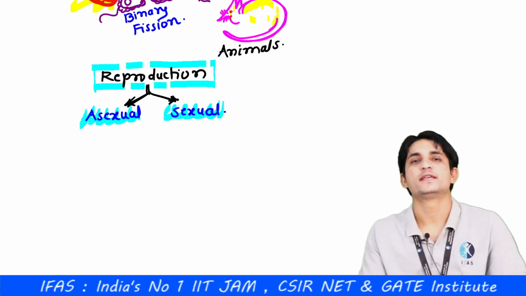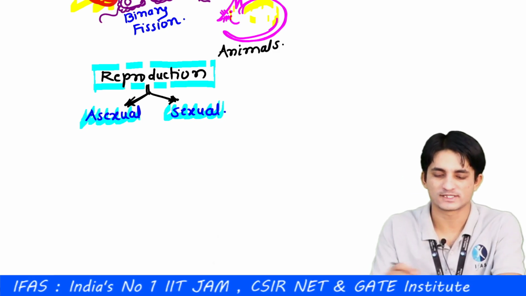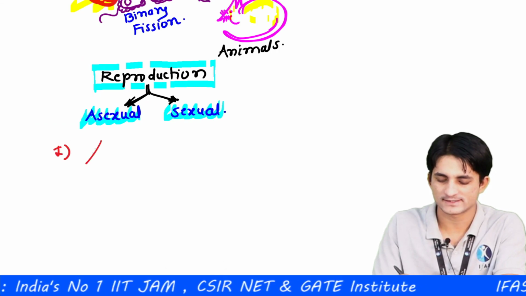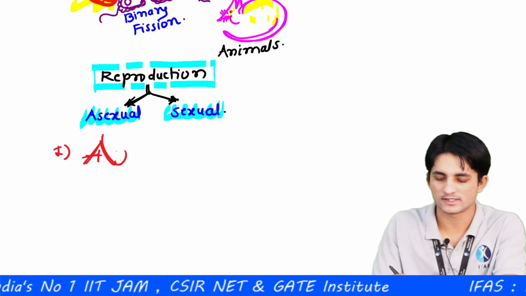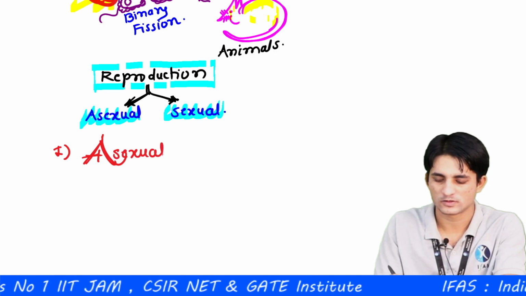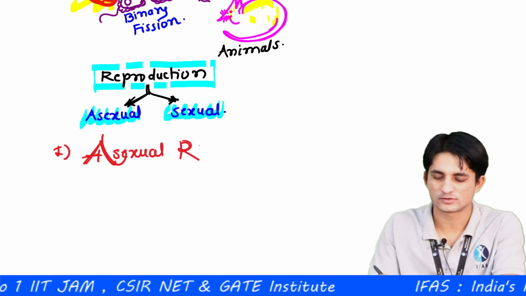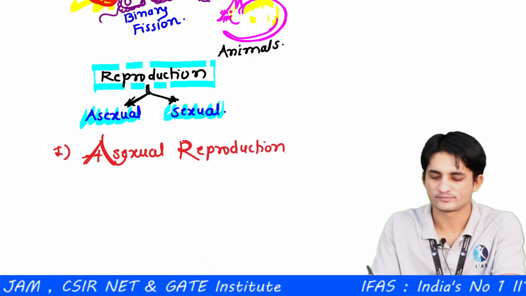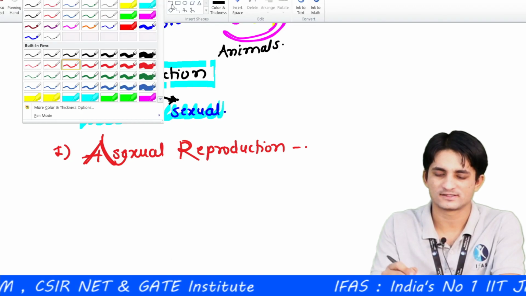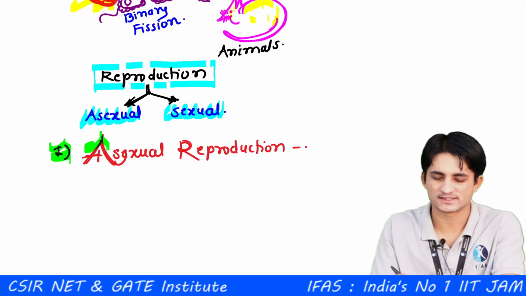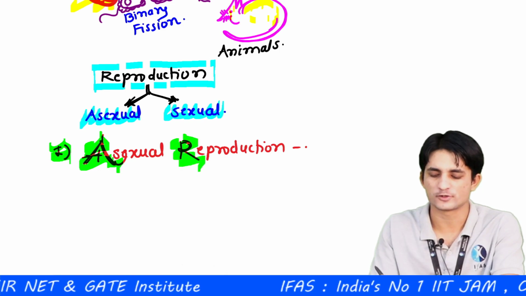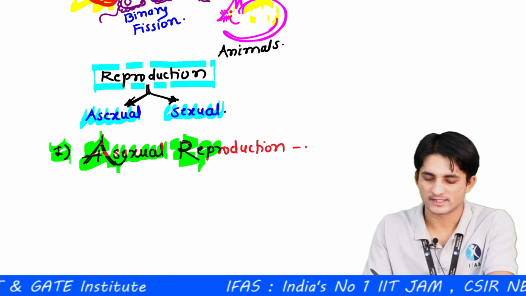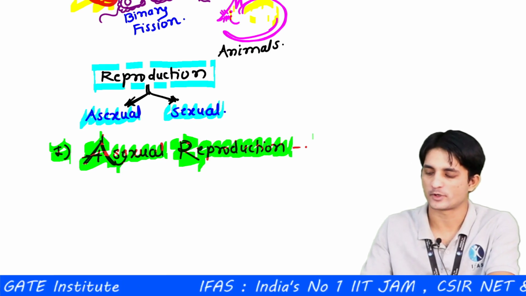First, we are discussing asexual reproduction. Some species reproduce asexually, and we are discussing which benefits they get when they reproduce by asexual reproduction. So we are discussing asexual reproduction first.